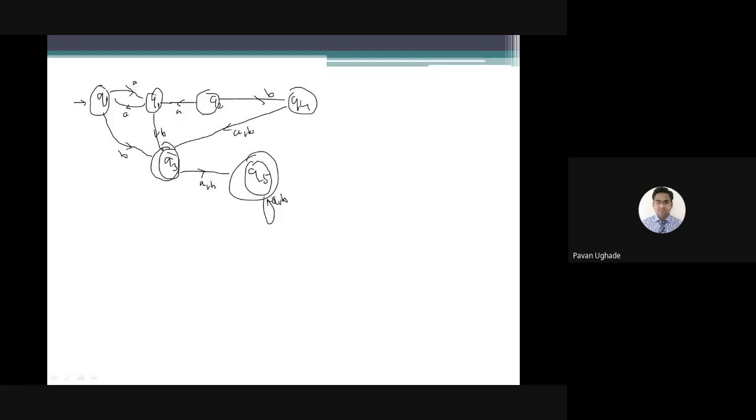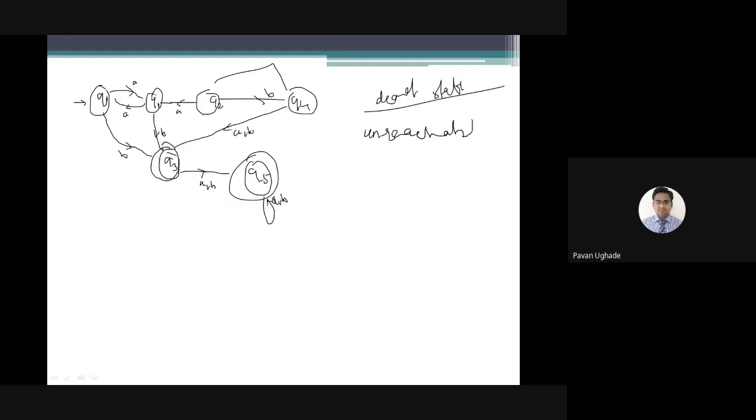Now people are mostly focused on q2 and q4. These are not dead states. What happens in a dead state? In a dead state there is no outgoing transition. Say from this q2 there is an outgoing transition to q1, and from q4 there is an outgoing transition to q3, which leads to final states. I'll put up an important point on unreachable states.